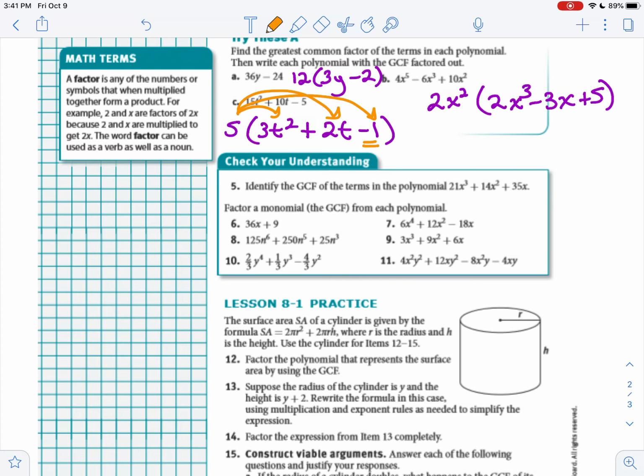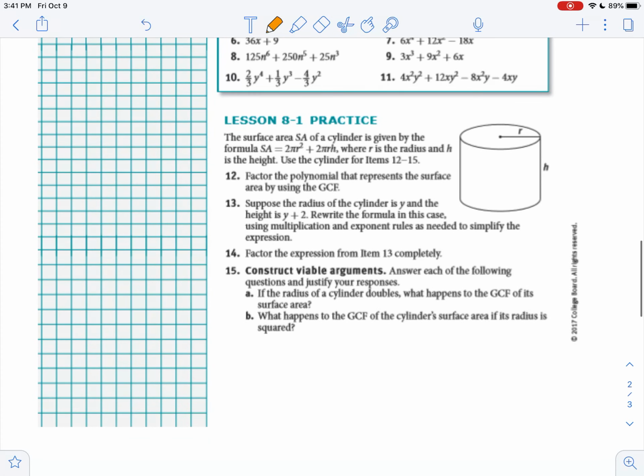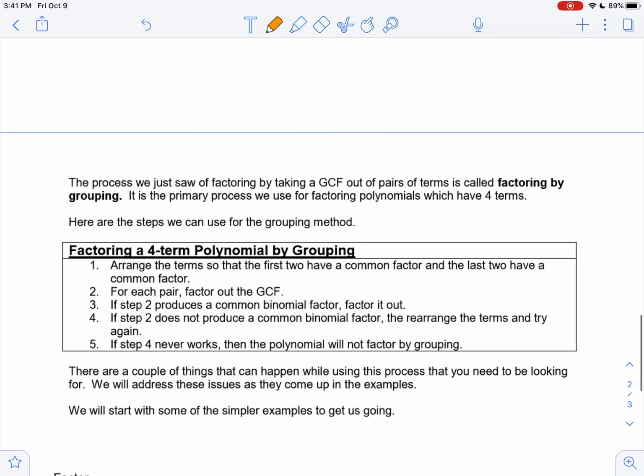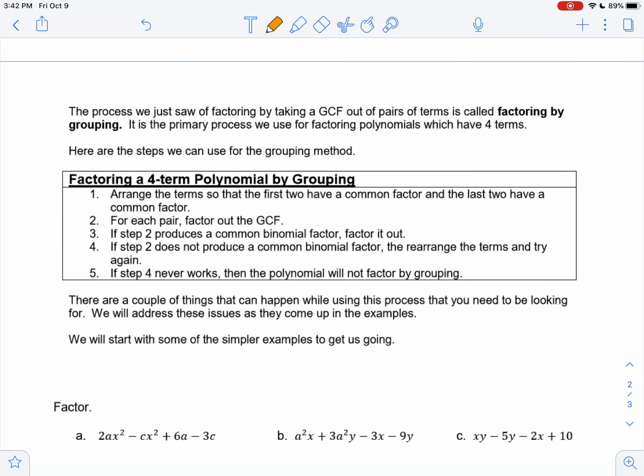So the check your understanding problems we're going to actually do in class is some of our examples, and we're going to leave the 8-1 practice kind of out of this assignment.